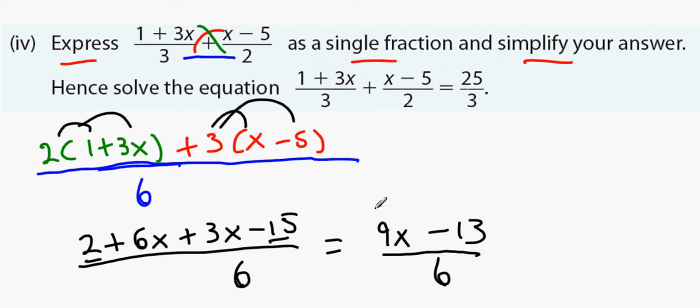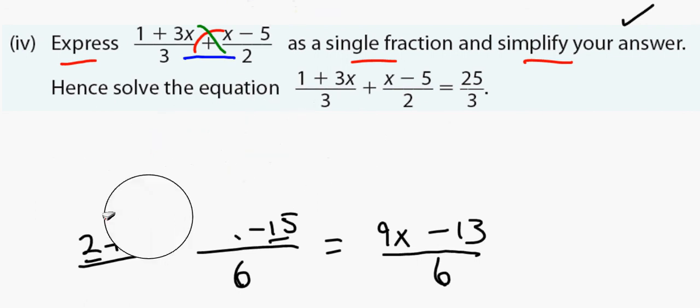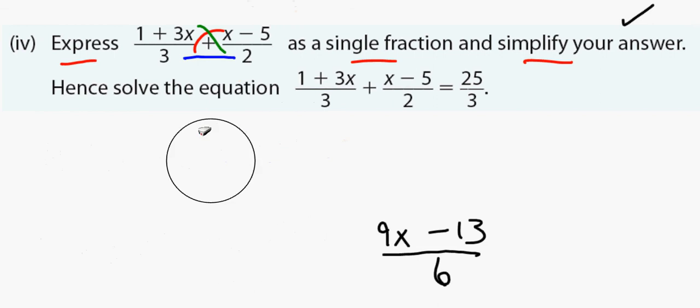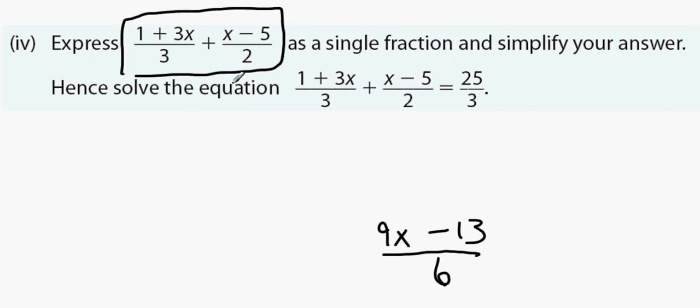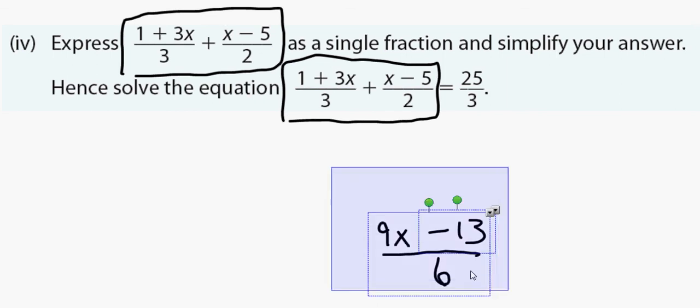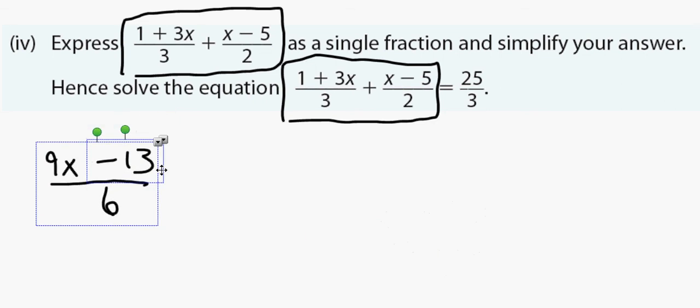So that's your answer for the first part, okay? Now, what you're going to notice about the first part and the second part is the following. Basically, they're both the same question, except for one extension. So this part here is the same as this part here, and the only extension involved is the equals. So what we're going to do is grab our answer from the first part, and all we're going to do is let it equal 25 over 3.